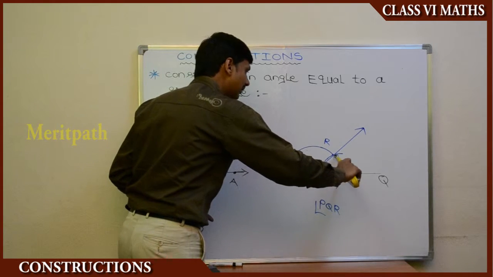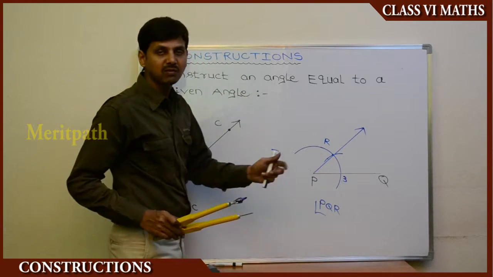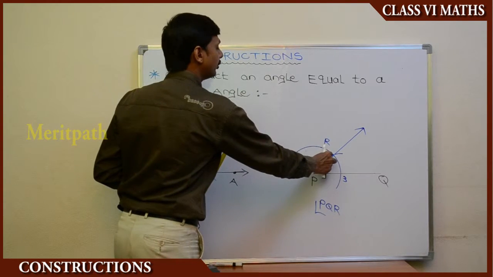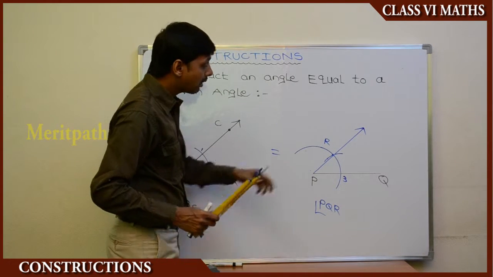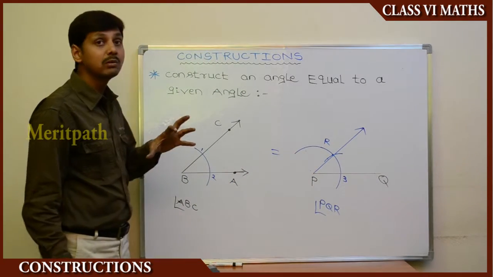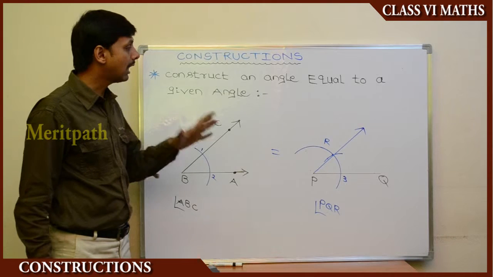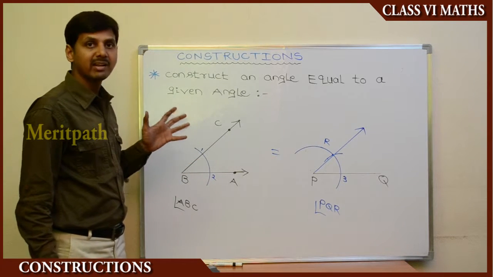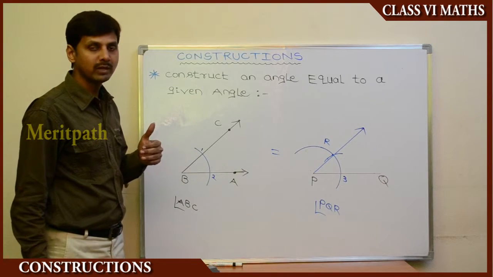cut this arc. So 2 arcs will intersect. We get one point. You take that point as R. So now let's join P and R. We get an angle that is equal to angle ABC. So this is the way to construct an angle equal to a given angle. So let's go to the next one.